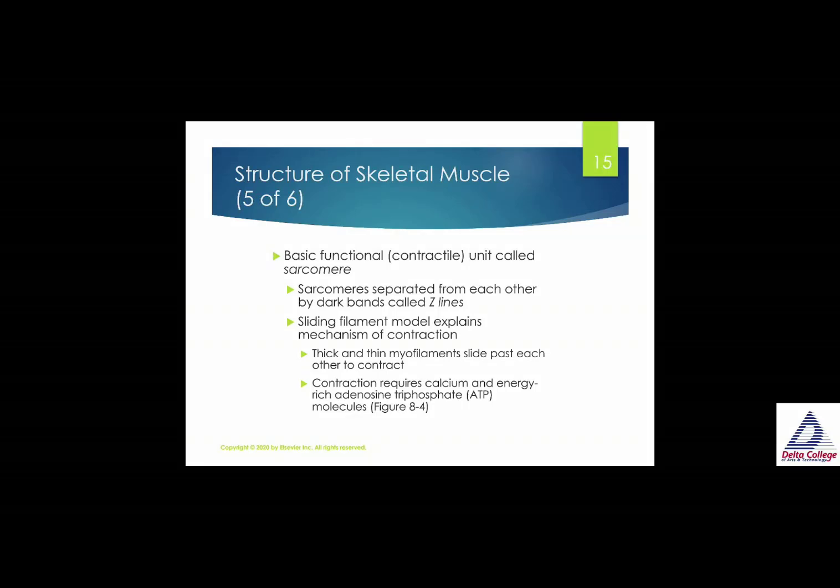So the basic functional unit is called a sarcomere. This is the contractile unit. Sarcomeres are separated from each other by dark bands called Z-lines. The sliding filament model explains the mechanism of contraction. Contraction requires calcium and energy-rich adenosine triphosphate, ATP, molecules. You can see this explanation in figure 8.4.